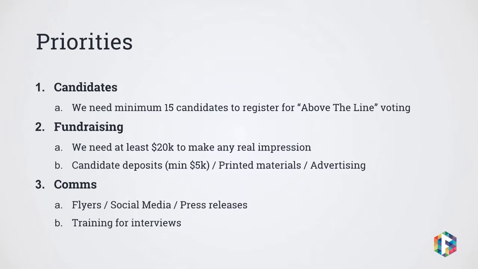The main priorities that we need to address are, first, candidates, as we need a minimum of 15 candidates to register for above the line voting. Above the line voting is a feature of the voting process in New South Wales, which means that for Flux to be grouped as a ticket for the upper house, where we can avail of preferences, we need to have a minimum of 15 candidates registered for legislative council seats.